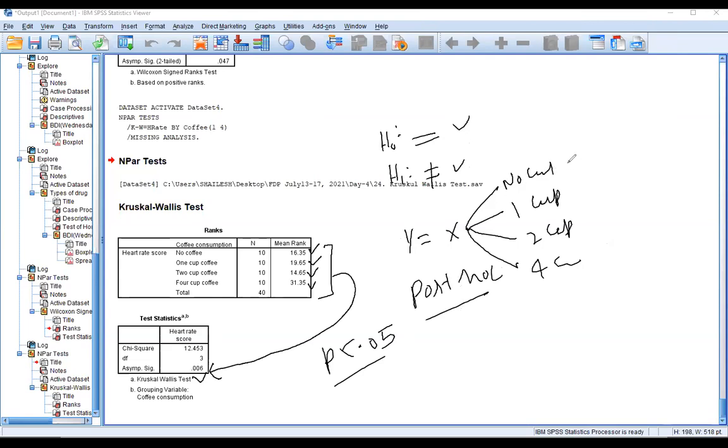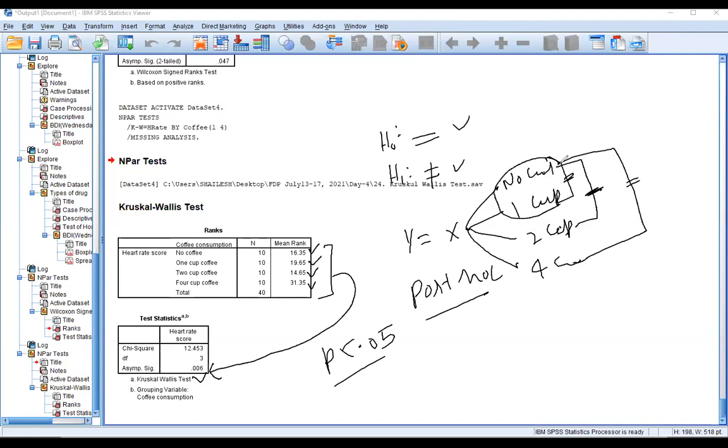So I will discuss that also. We will take 3 pairs. We will compare whether 1 cup coffee versus no cup coffee is significant or not. This is the first pair. The second pair is no cup coffee with 2 cup coffee, and the third pair compares this 1 cup coffee with this. So we will use the Mann-Whitney U test 3 times.